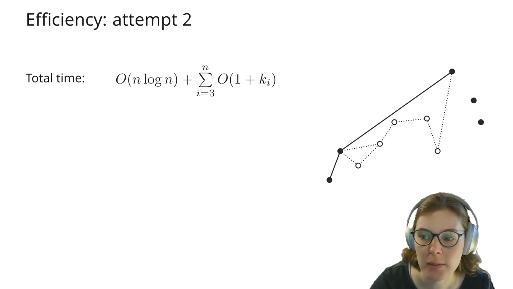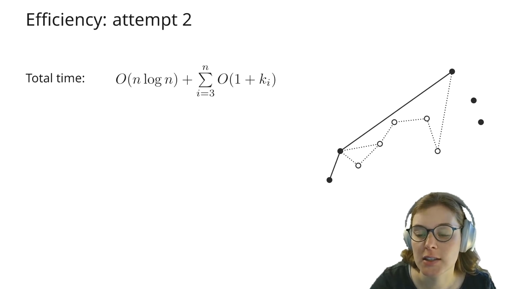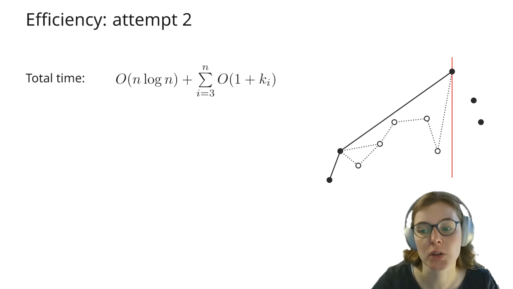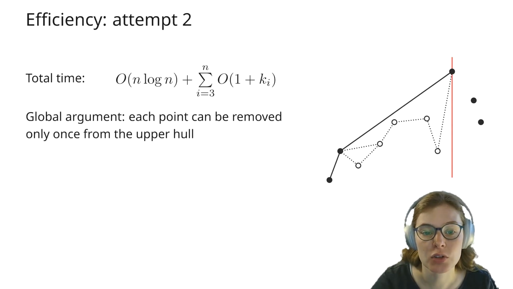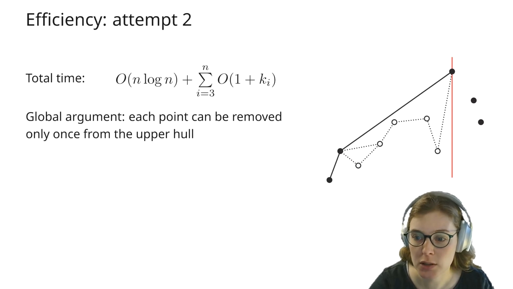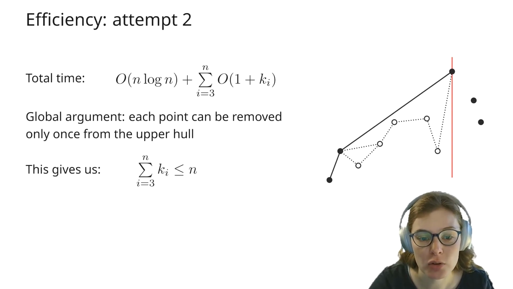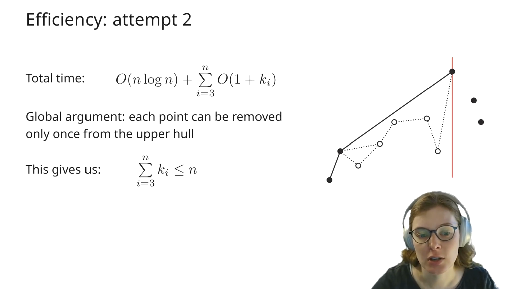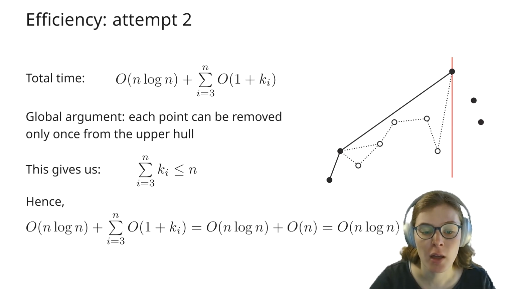And now what we were claiming is that for the first few points, this is the correct upper boundary of the convex hull. That is, all the points to the left of this red line are processed, will never be added to the chain again, and thus will never be removed from this chain again. So the global argument that we will use is that each point can be removed from this chain only once. And this gives us an upper bound of n on the total sum of all ki's. So now, instead of bounding each ki separately by n from above, we can bound the total sum of them by n from above. And we will get, as a result, the total running time of big O of n log n.